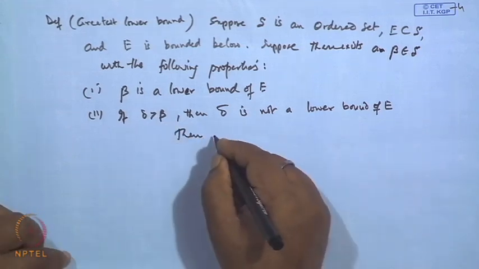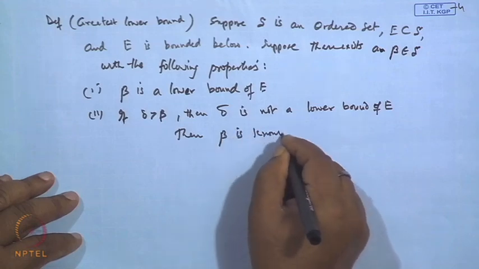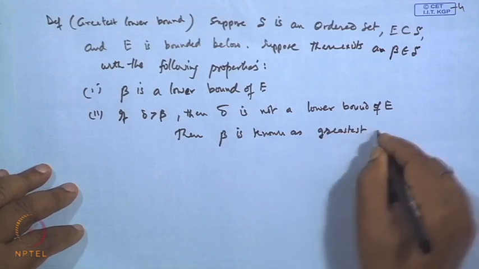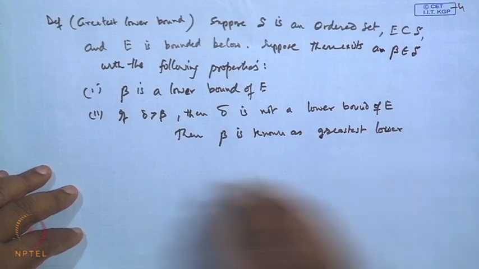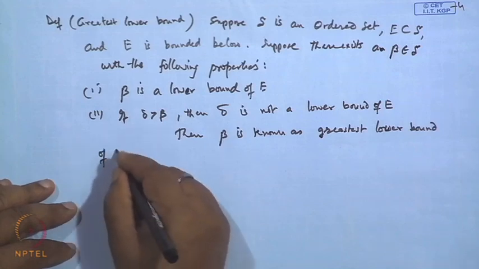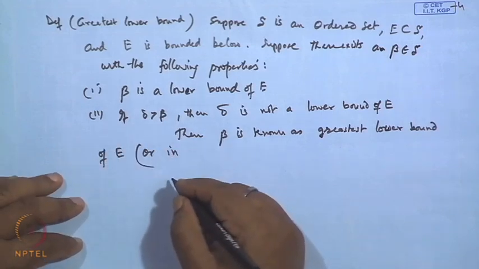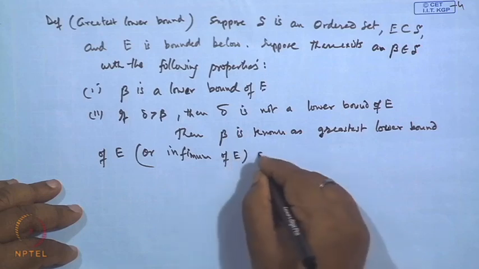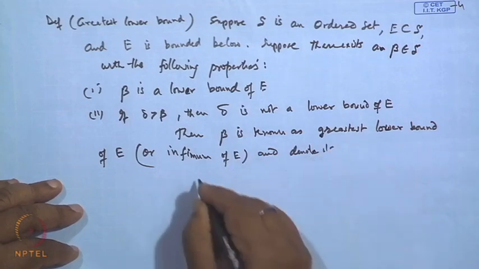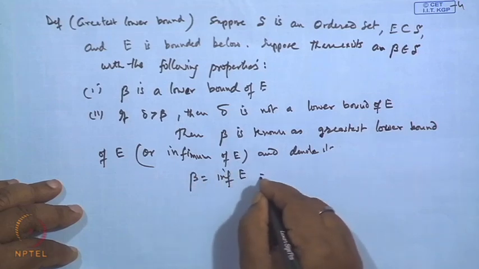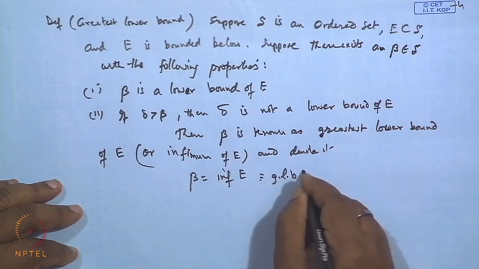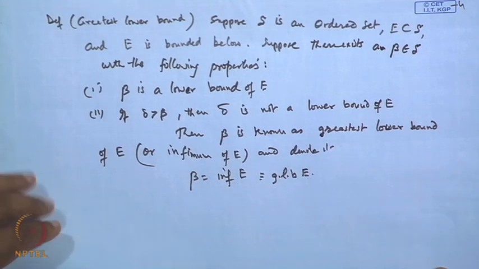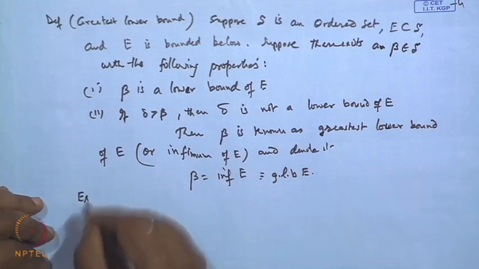Then beta is known as the greatest lower bound of E, or we can also say it is the infimum of the set E, and we denote this as: beta is the infimum of the set E, which is the same as the greatest lower bound of E. So, this is the way we define the greatest lower bound and the least upper bound. Now, let us take an example.